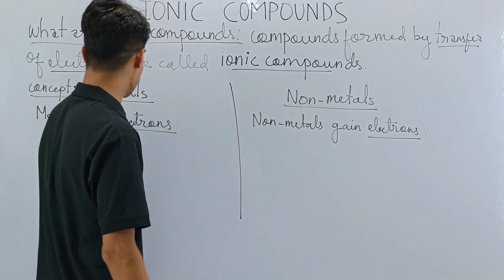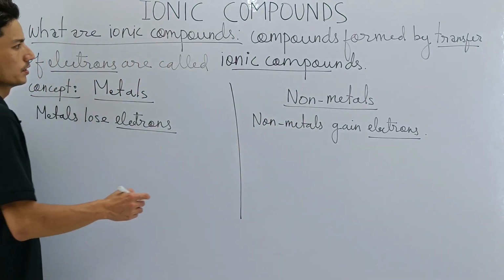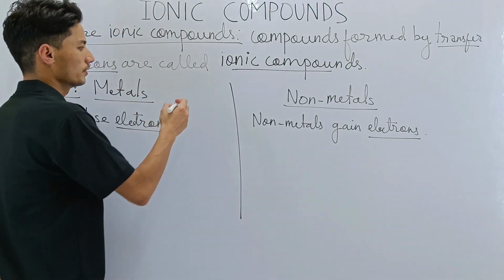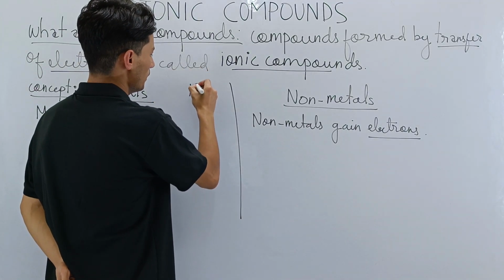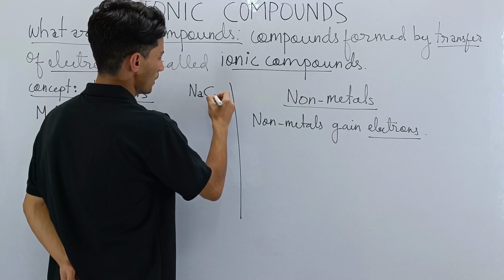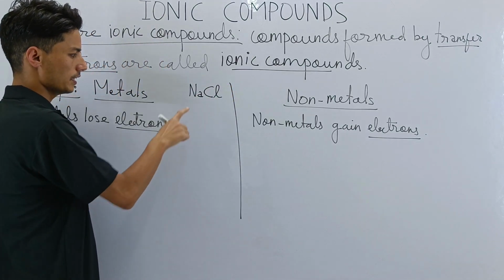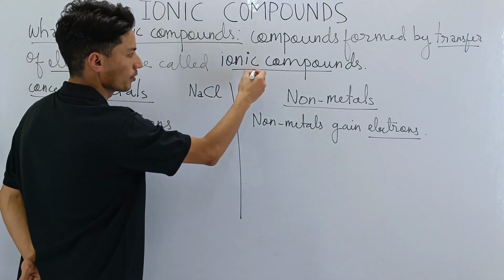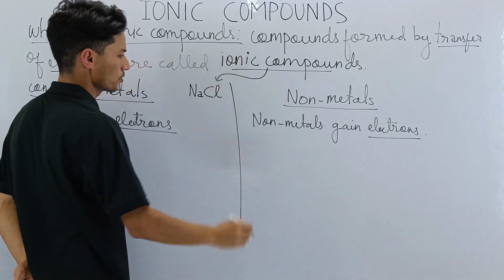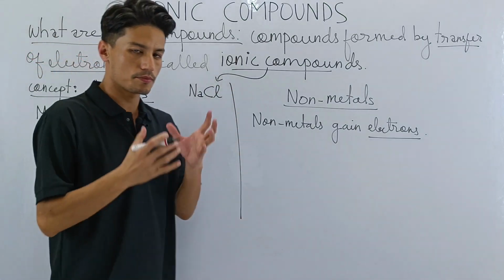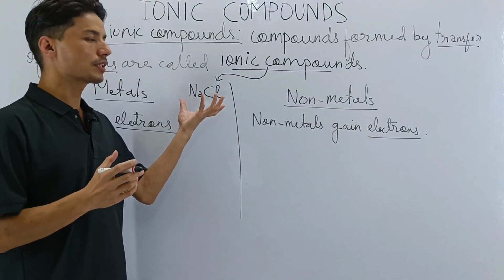Don't worry, we'll use an example also. So for example, let's take an example of sodium chloride. NaCl. Now NaCl is an ionic compound. I'm taking an example of an ionic compound because our topic is ionic compounds. Okay, I will be explaining to you in detail what ionic compounds are.